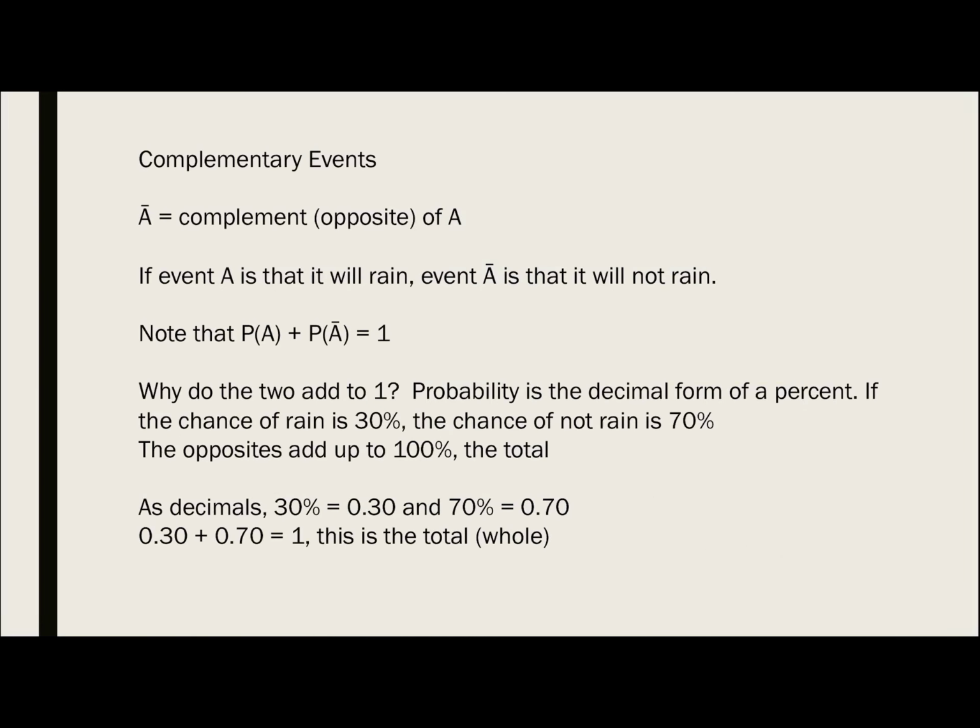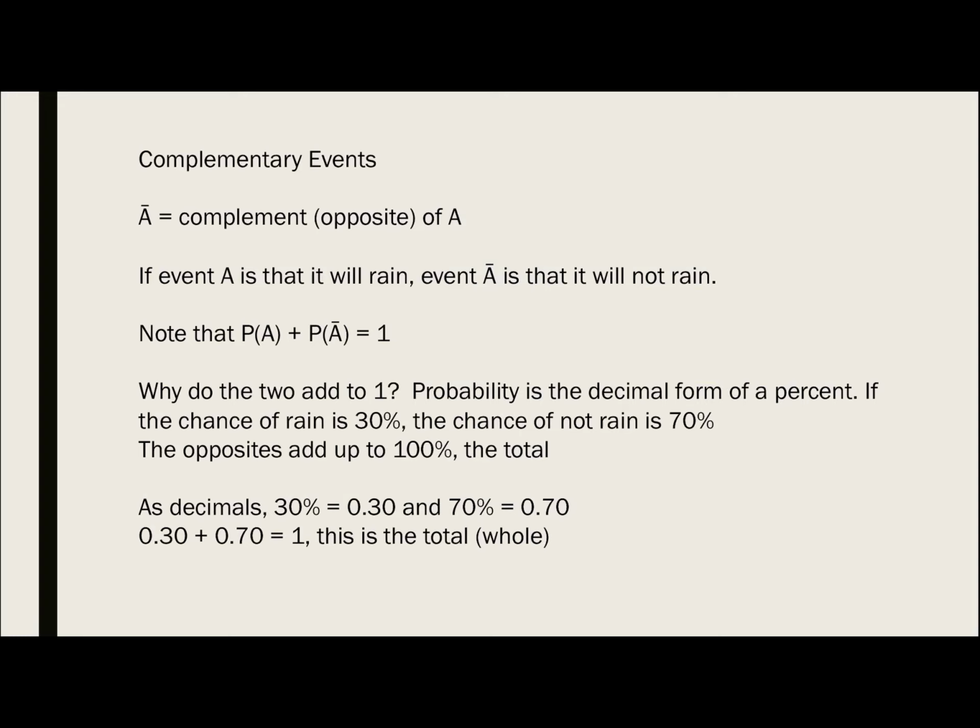A complementary event means the opposite. A with a line over it means the opposite of A. If an event A is that it rains, event A with a line over it is that it does not rain. Note that P of A and P of A complement equals 1.